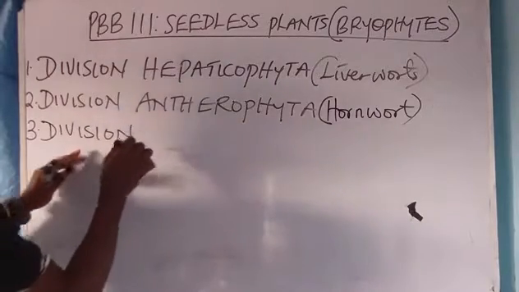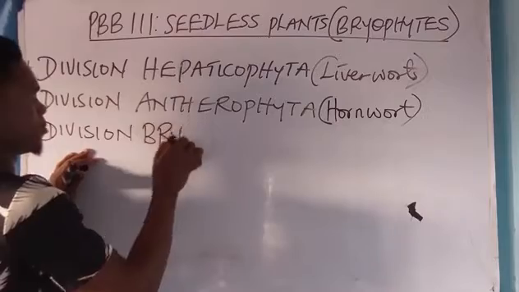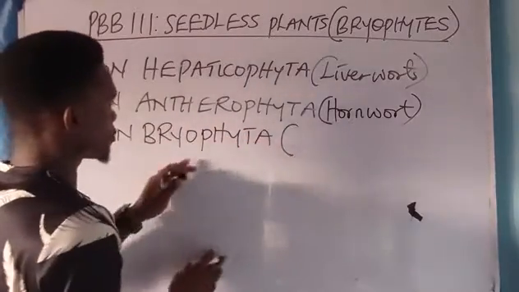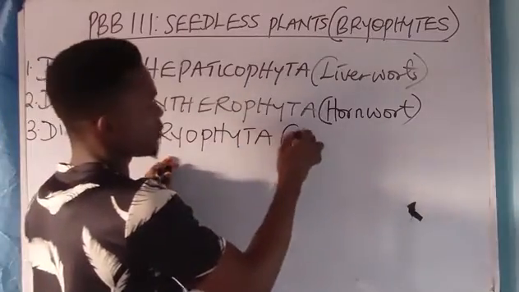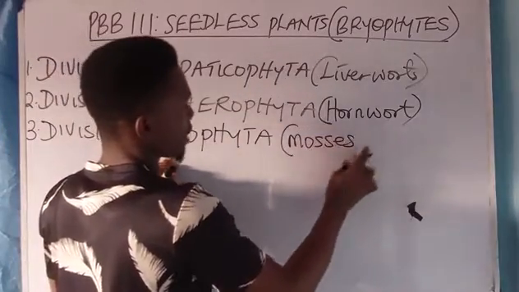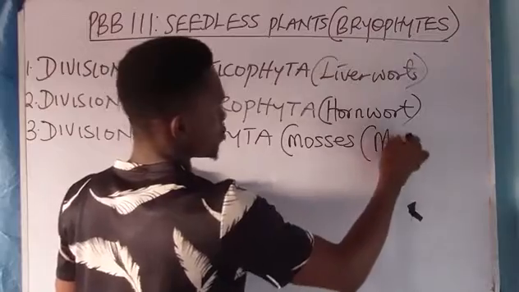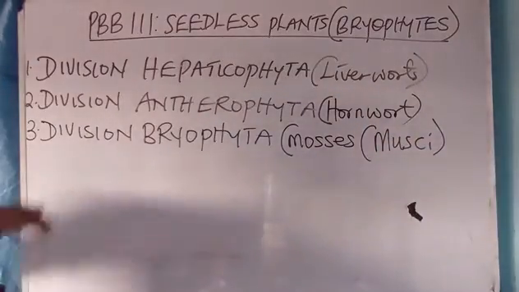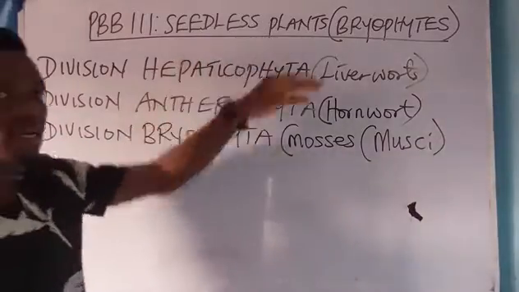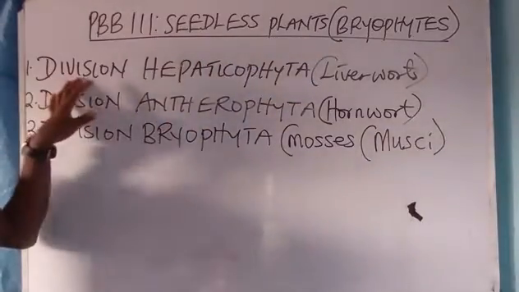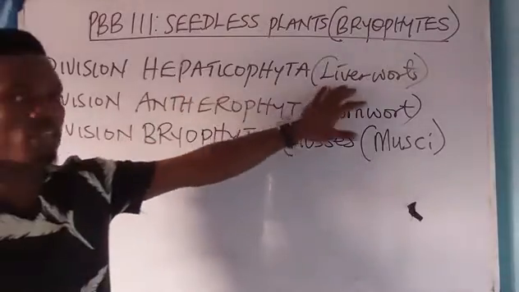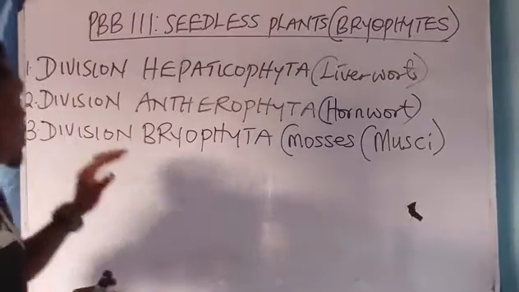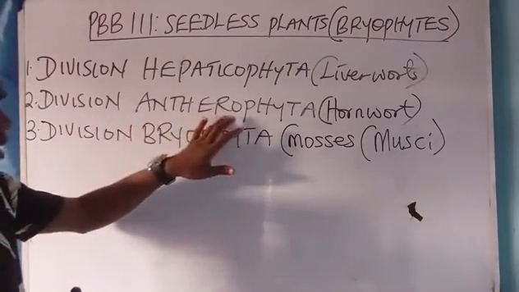division Bryophyta. This one is a bit confusing. The Bryophyta are actually what? The mosses, sometimes called musky. Please take note of that. So these are the 3 divisions of seedless plants. Division hepaticophyta, otherwise called liverworts. That is because they look like the liver of what? Animals.